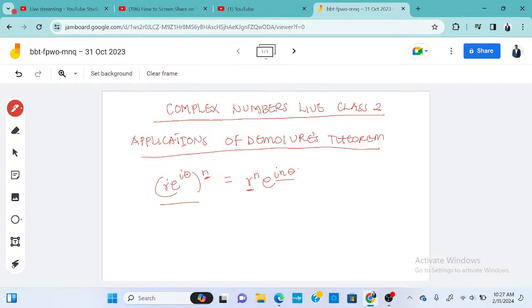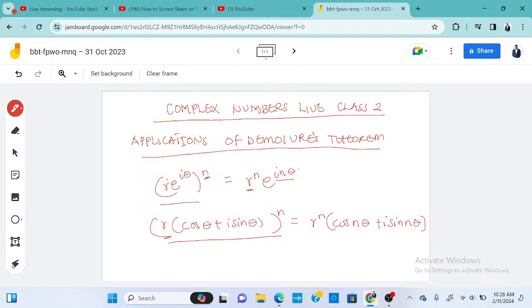So in a case where your complex number is expressed as r open brackets cosine of theta plus i sine of theta, everything to the power n, De Moivre's theorem is saying that this whole expression is simply equal to r to the power n open brackets cosine of n theta plus i sine n theta.